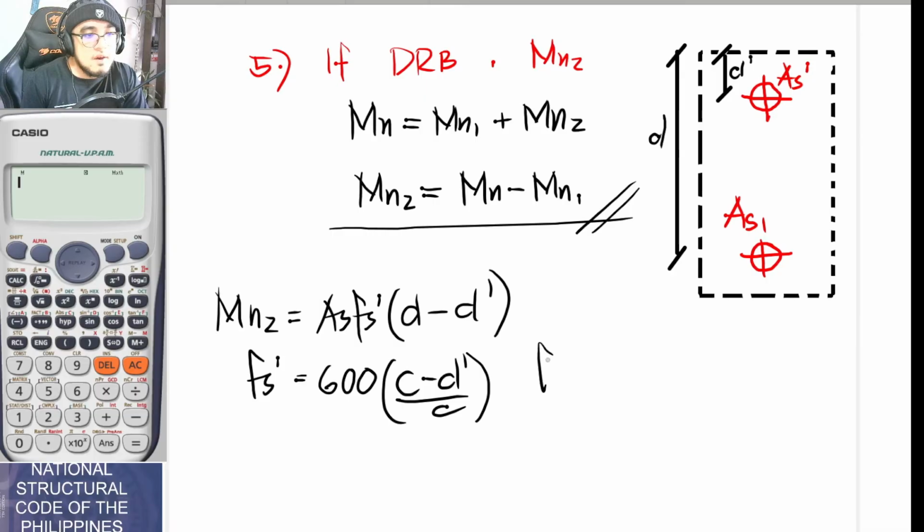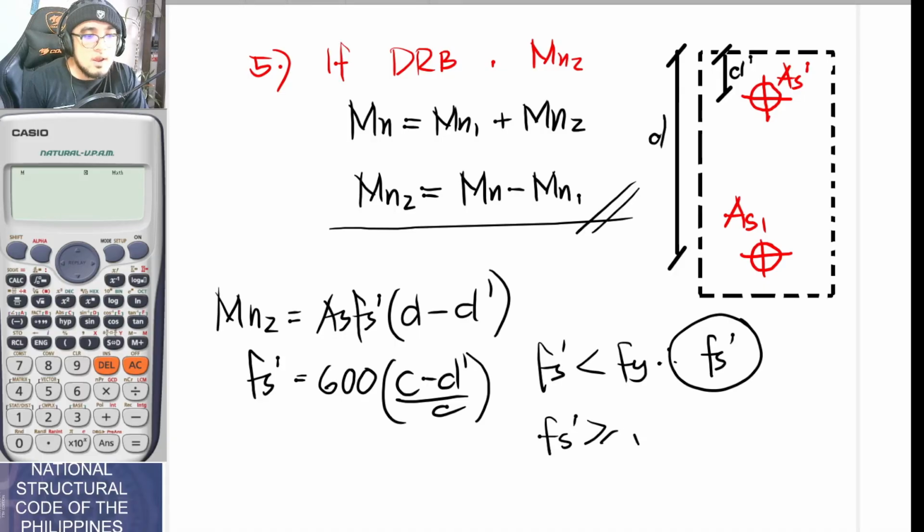So, check if Fs prime is less than Fy, then use Fs prime. But if your Fs prime is greater than or equal to Fy, then use Fy. So that's all there is to it. You should already be familiar with that.